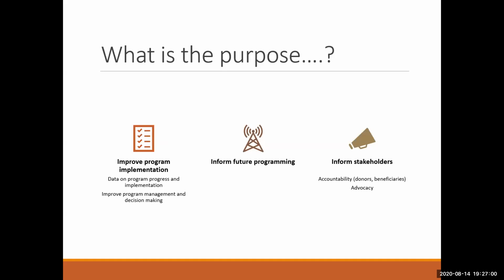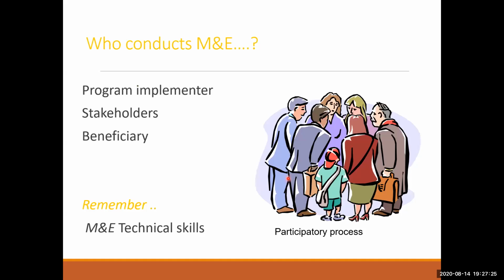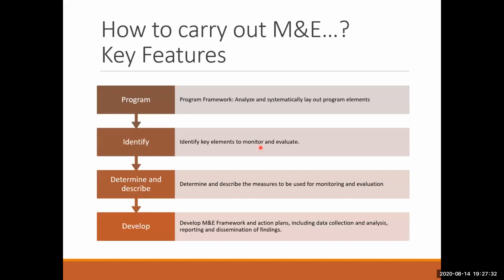Here is the answer, which I put here: improve program implementation, inform future programming, inform stakeholders, as we already mentioned. No need to go back to it. Who will need it? As we said, it depends on your place in the organization. Who will conduct it? I'm going fast here because I already explained everything. So how is it carried out? It is carried out by leveling the program framework, analyzing and systematic layout, program elements, identifying key elements, etc. So here it will lead us to something. We'll talk about it right now.